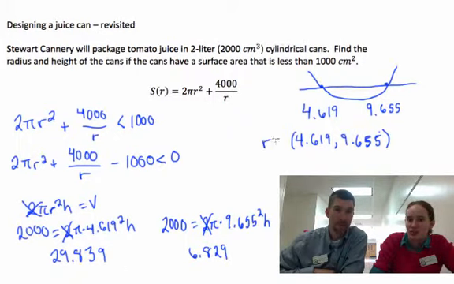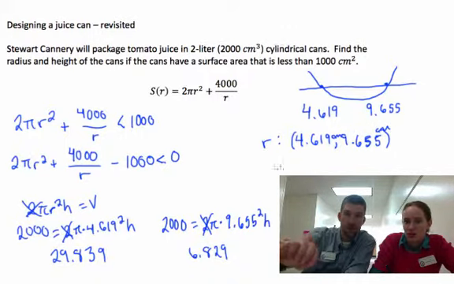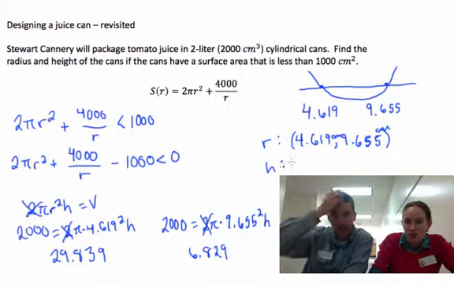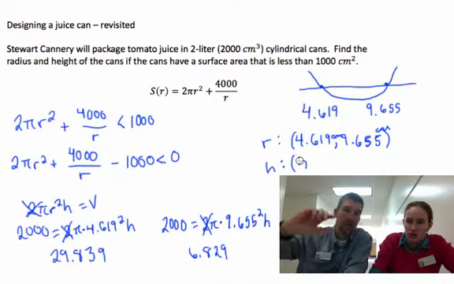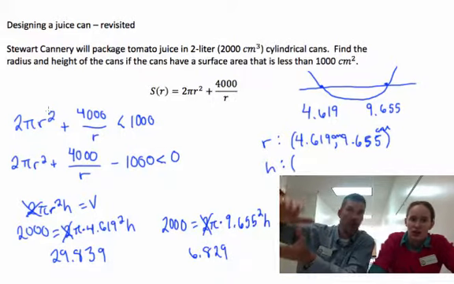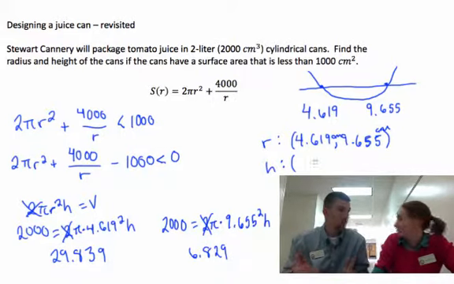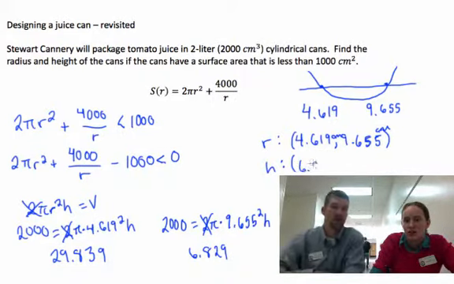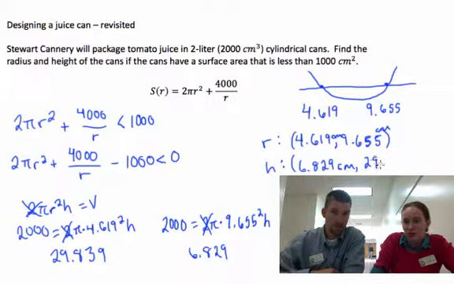Our range for the radius, which is in centimeters by the way, is between these two values, 4.6 and 9.65. As a result, when you're looking at the height of a cylinder, if we have a range for the radius, we end up with a range for the height as well. And these are both in centimeters too.